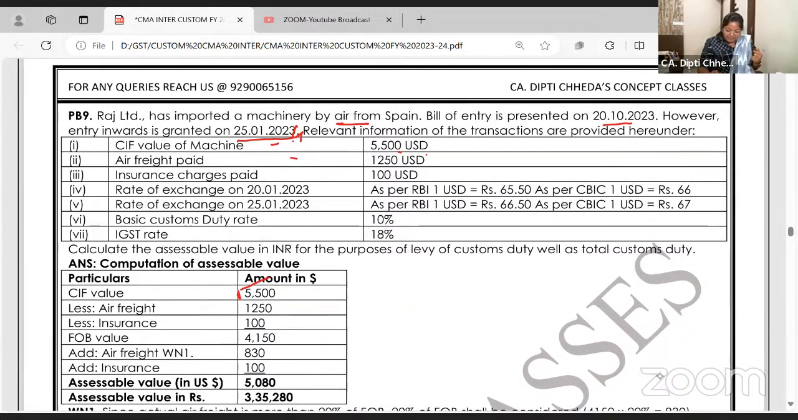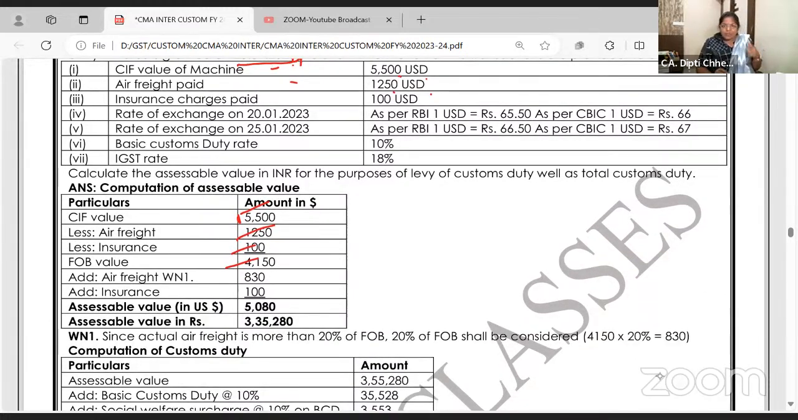$5,500 is the CIF given. CIF is always inclusive of freight and insurance. So you deduct 1250 and 100 to get what? FOB. Once you get FOB, how much will be the air freight? Not more than 20% of the FOB, 830.